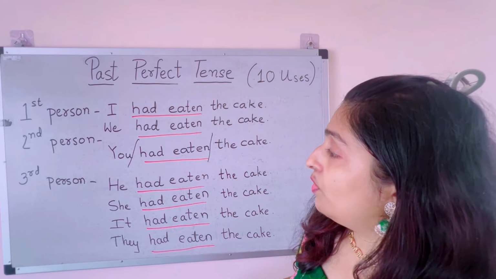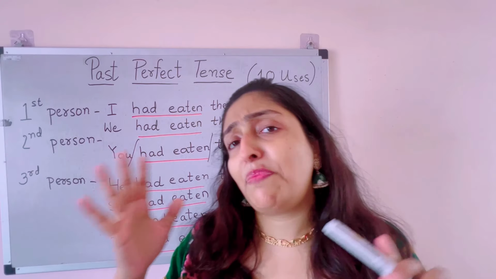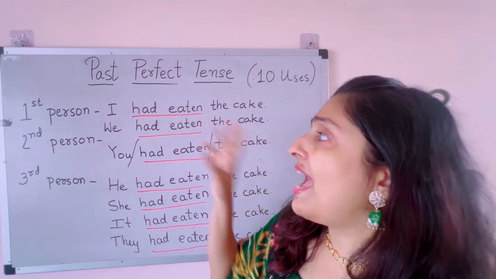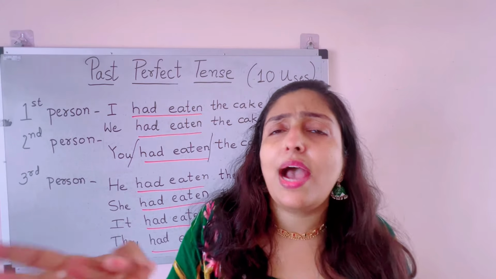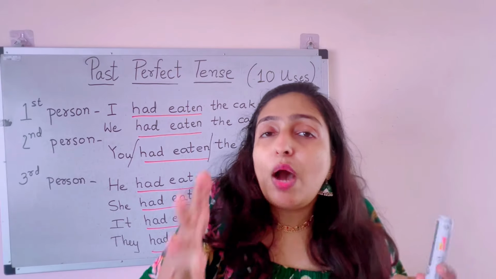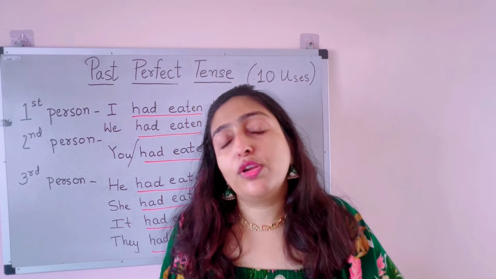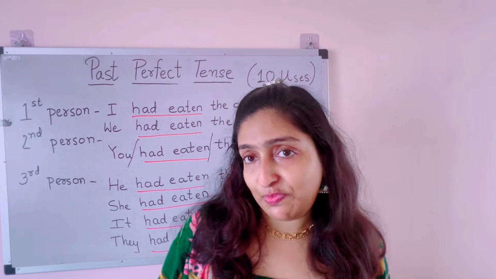Okay, so this is it. You need to always keep in mind that if it is past perfect, then it is had plus PPV. If it is present perfect, then it is either has or have plus PPV. Now it's time for us to move on to the uses or functions of past perfect tense.